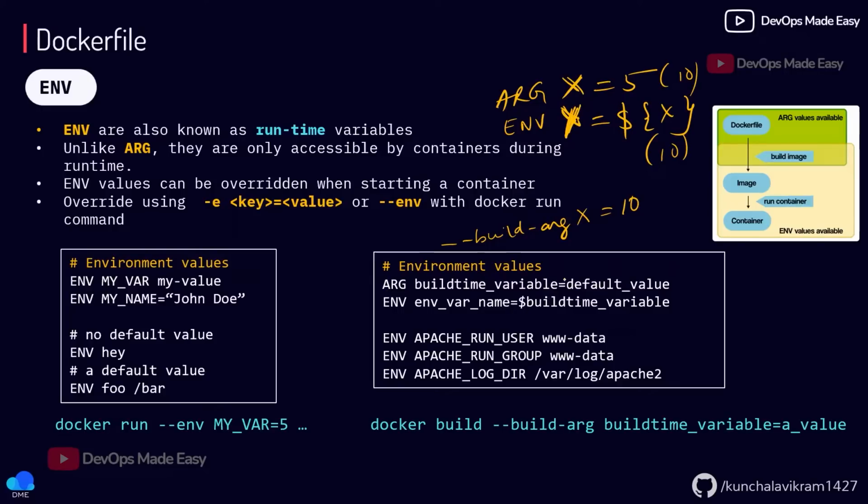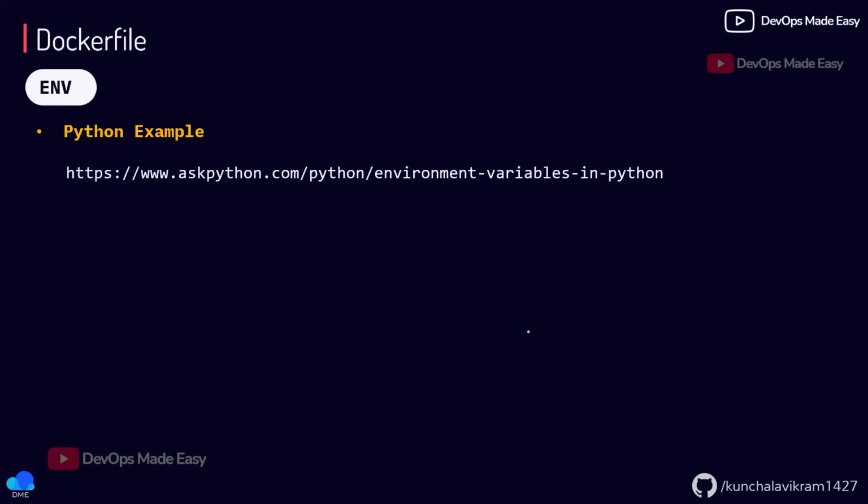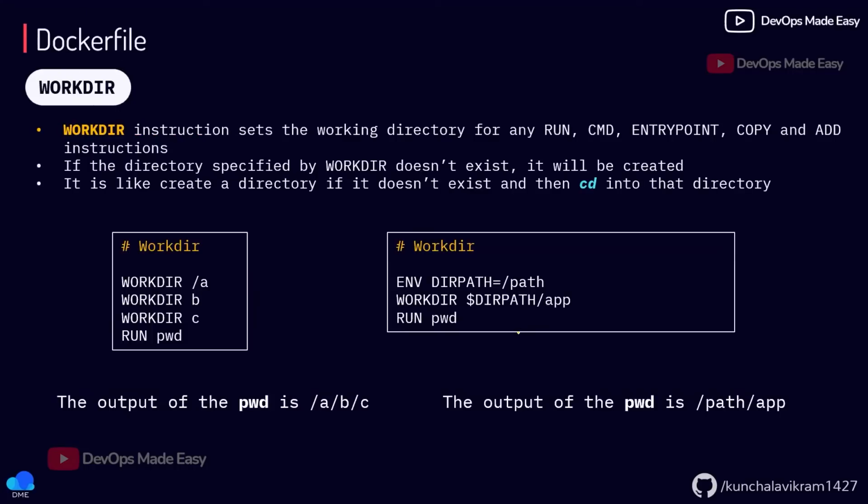So whatever argument that you will have, you can just give it as an environment variable. Again, as I said, it all depends upon the requirement. We already saw this environment variable, so I'm not going to show the example. Now coming to the WORKDIR.